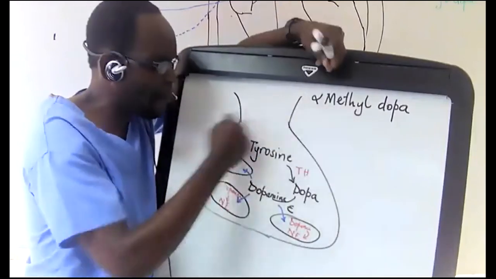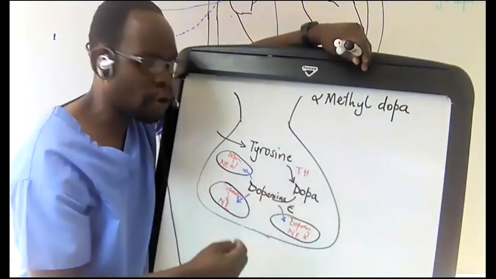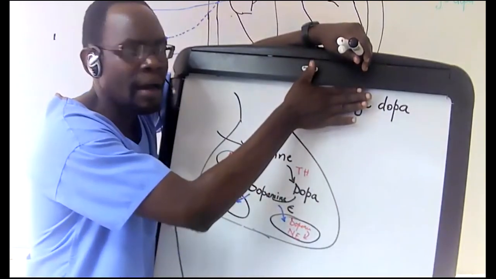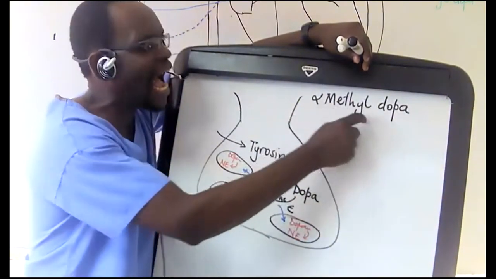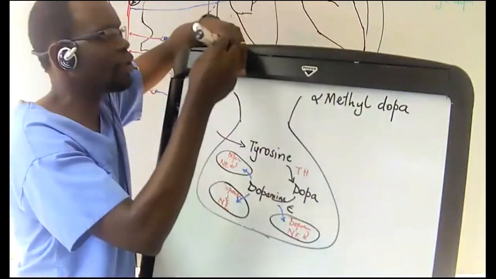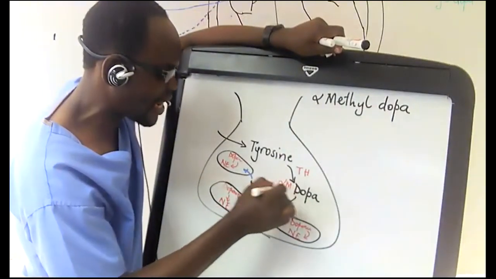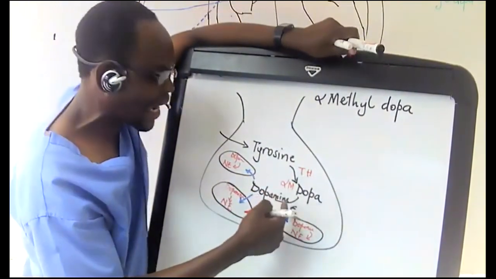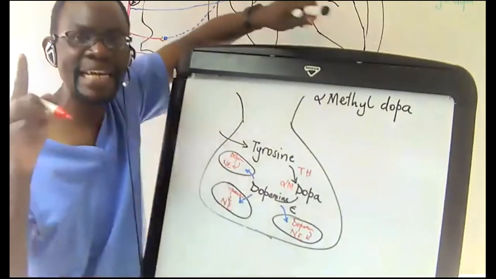So this alpha methyl DOPA basically comes in and starts at this point. But remember, it is methylated. It is not just DOPA, but it is alpha methylated, which is different from this one. So when you have alpha methyl DOPA come in, it becomes alpha methylated DOPA. Now that alpha methylated DOPA is still converted into alpha methylated dopamine. Is it clear?